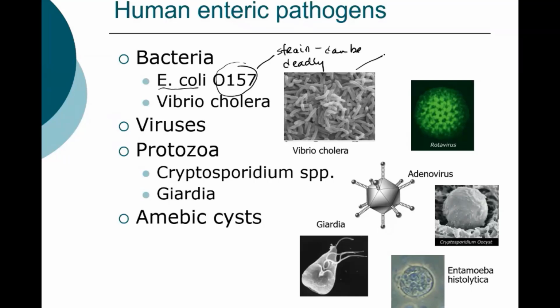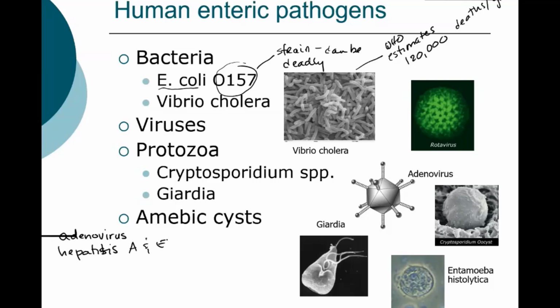Vibrio cholerae is the organism that causes cholera. WHO, the World Health Organization, estimates that about 120,000 deaths per year are actually due to Vibrio cholerae. There are a number of waterborne viruses. These include the adenovirus, hepatitis A and E, rotavirus, norovirus, and coxsackie viruses.